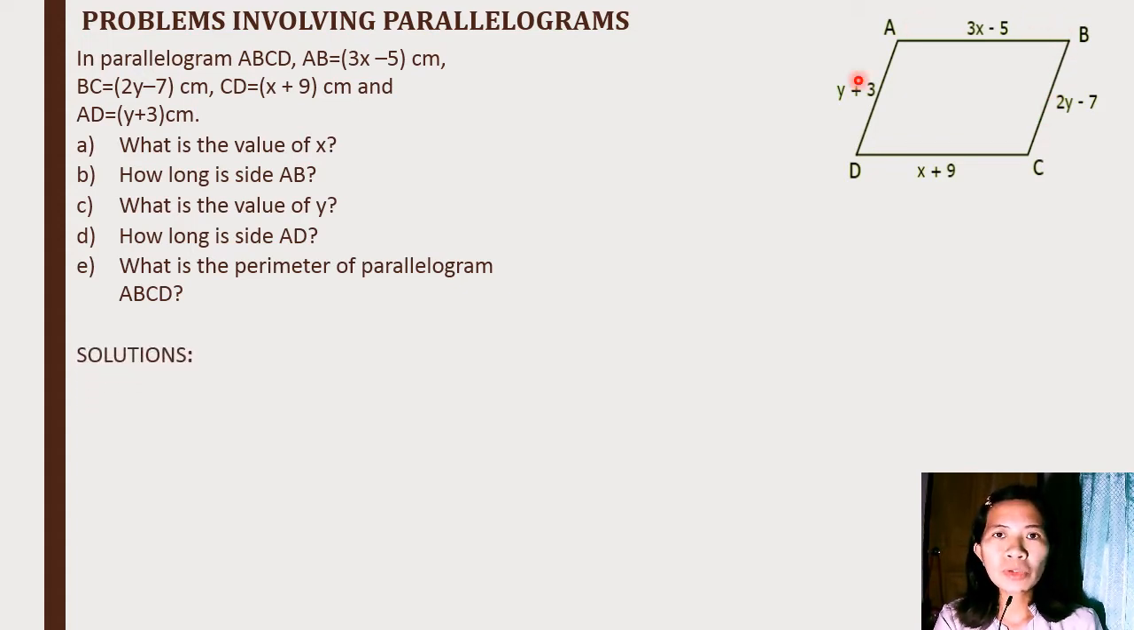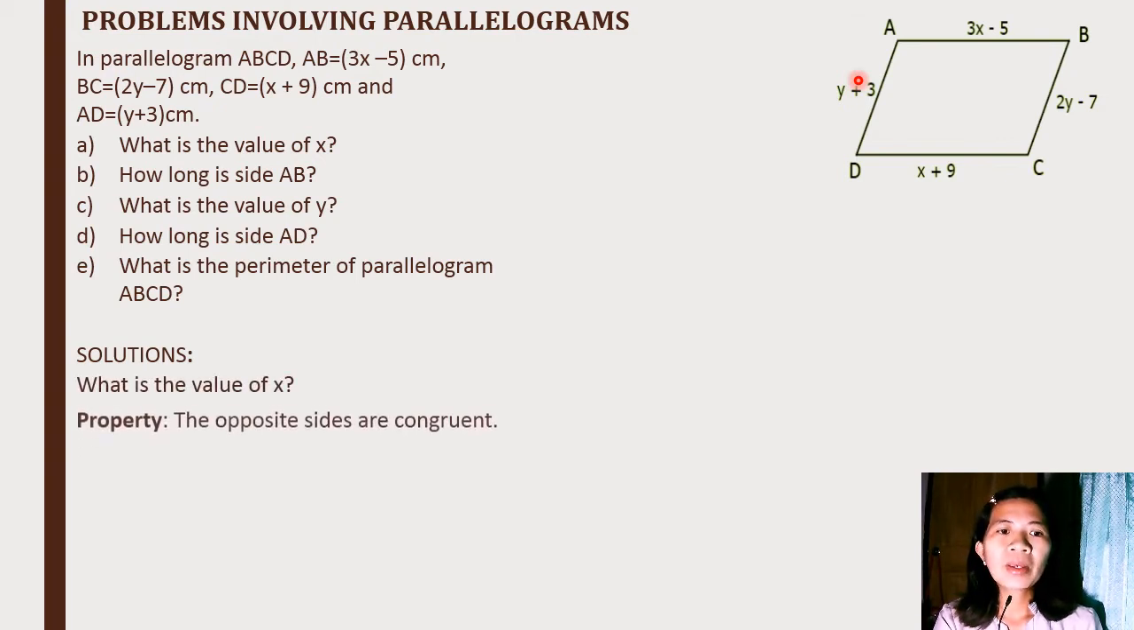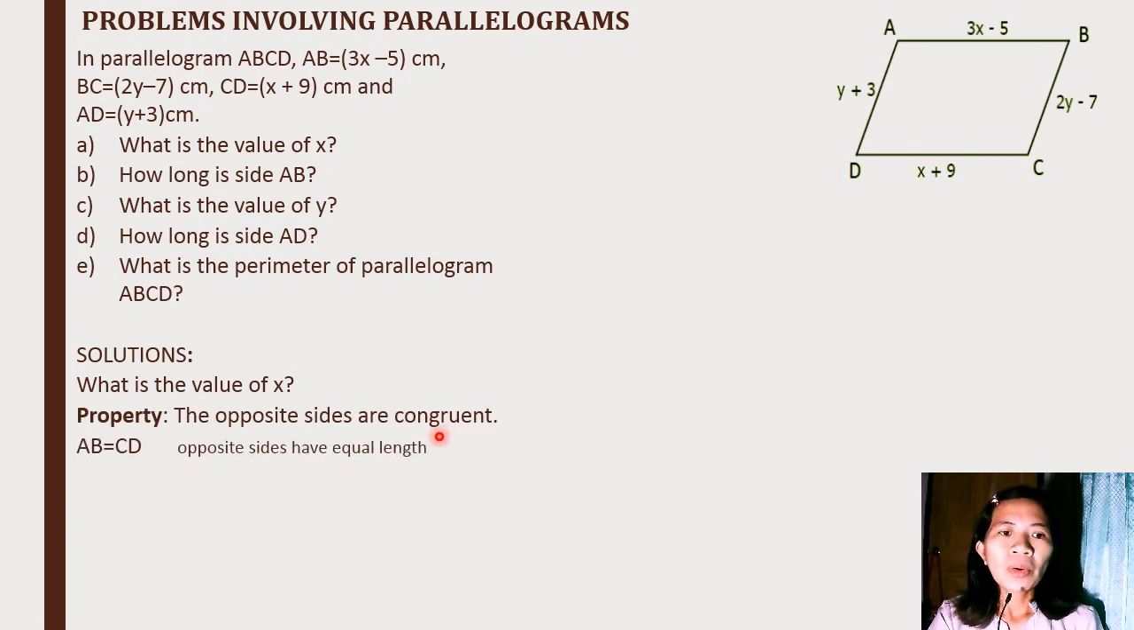So we have this solution. To find the value of x, we will use the property which is opposite sides are congruent. So we have segment AB is equal to segment CD, from opposite sides have equal length, because they are congruent.